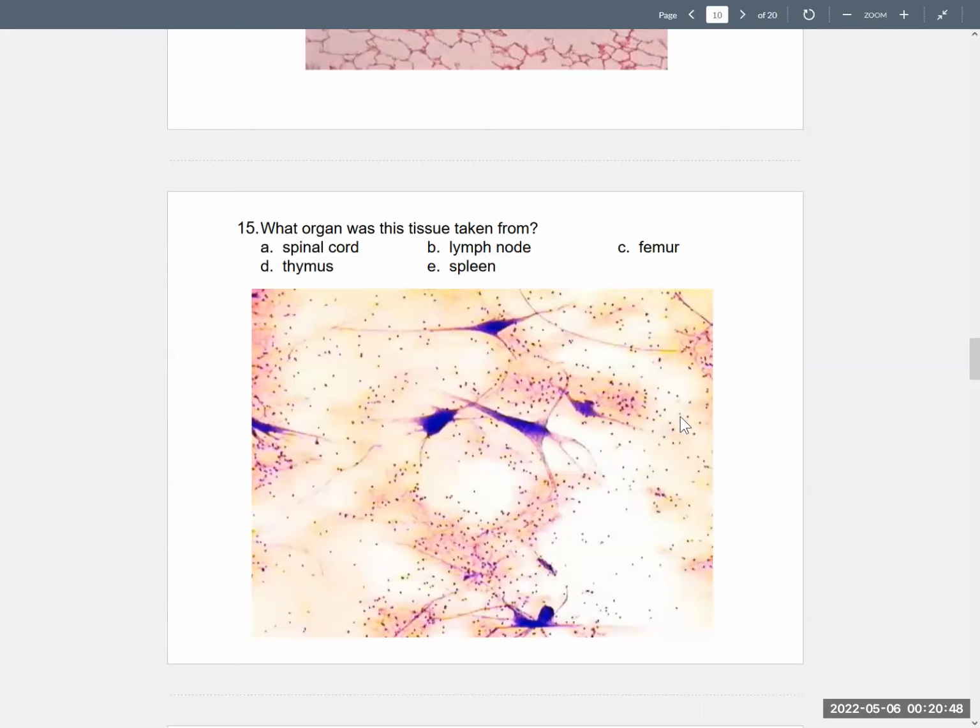Fifteen, what organ was this taken from? It's not asking what this is. It wants to know what organ it has to have been taken from. You have to use a little reasoning here. Is it the spinal cord? Yes. It's part of the nervous system, of course. And we saw this slide today as well.